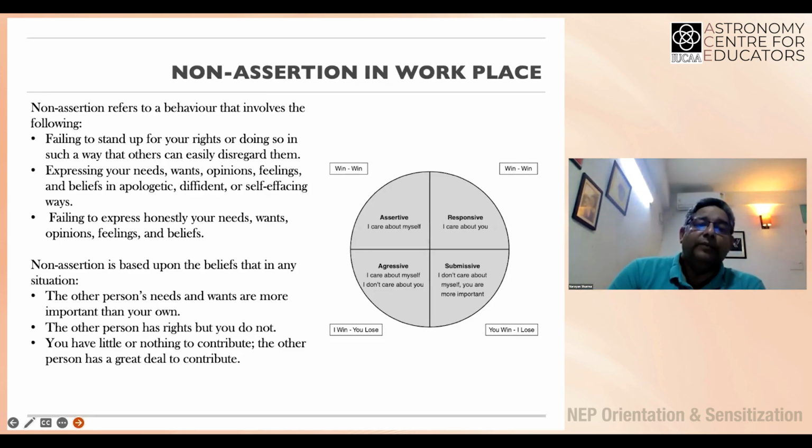And this non-assertive behavior is based on beliefs like the other person's needs and wants are more important than your own. So that means the other person's needs are more important than your own, and the other person has rights but you do not have. So this is entirely a non-assertive belief. And third is you have little or nothing to contribute. The other person has a great deal to contribute. Therefore, the aim of non-assertion is to avoid conflict and to please others.